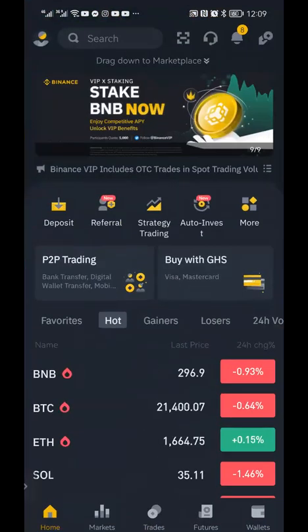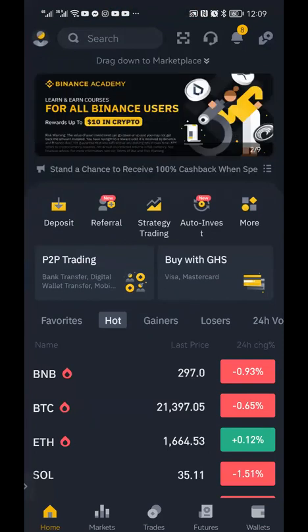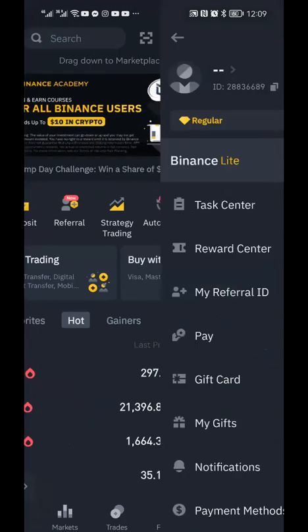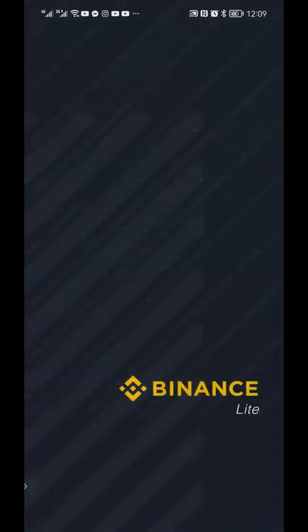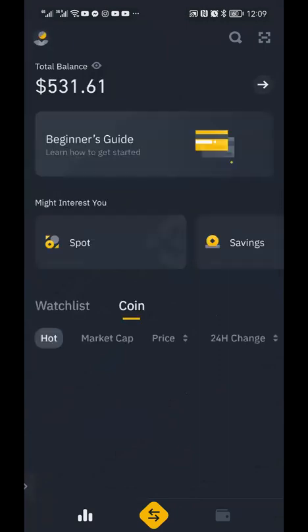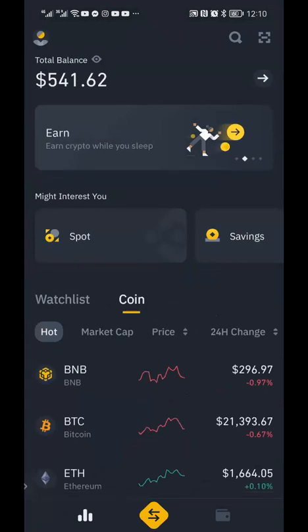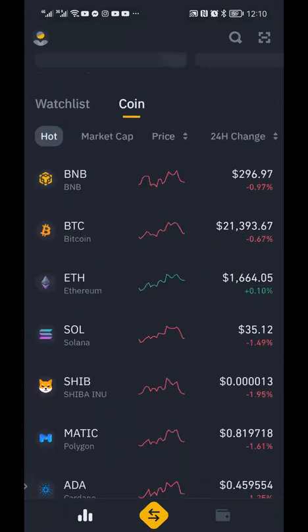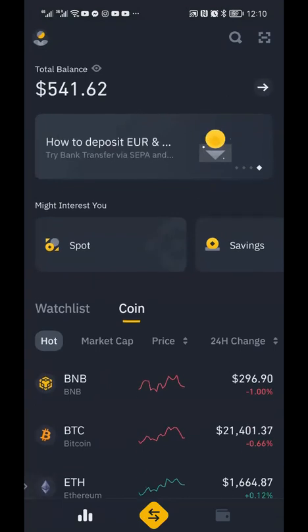So when you open the Binance app, this is how it will happen. But sometimes you see it like this. Most people see it like this. Now, this one is the light.